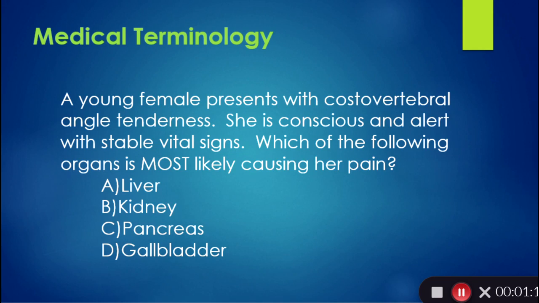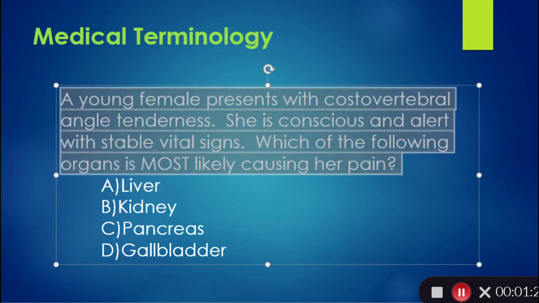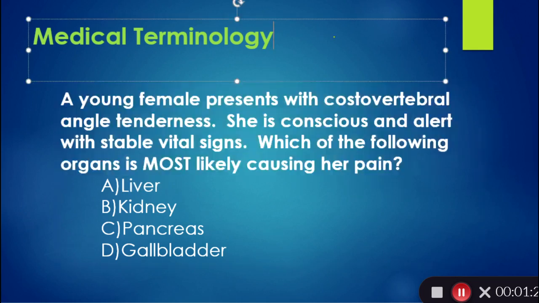So if you run across a question, let's look at this question quickly, and I'm going to highlight this so we can see it. Okay, a young female presents with costovertebral angle tenderness. This is a word that you may not know. She is conscious and alert with stable vital signs. Which of the following organs is most likely causing her pain?